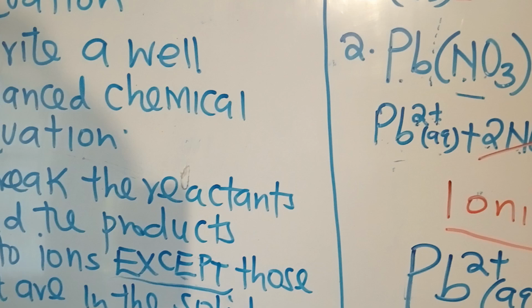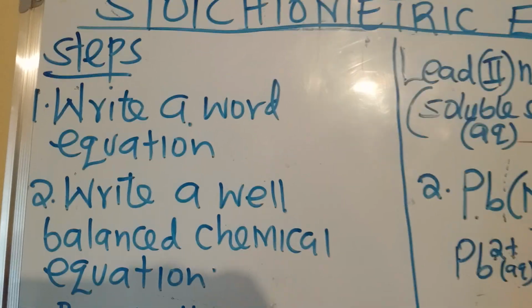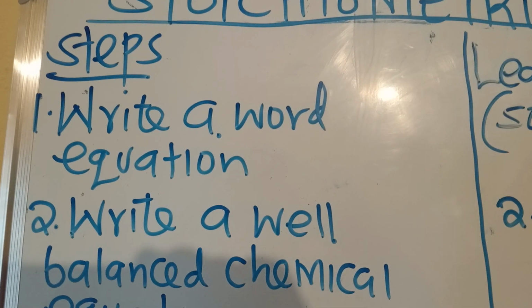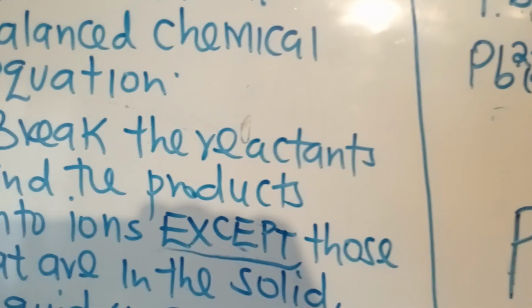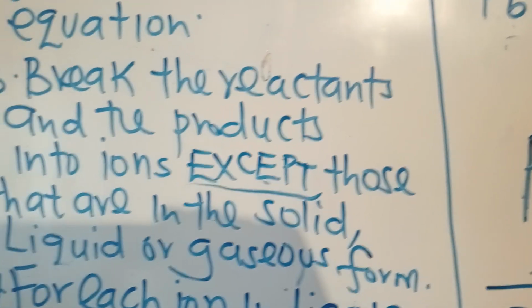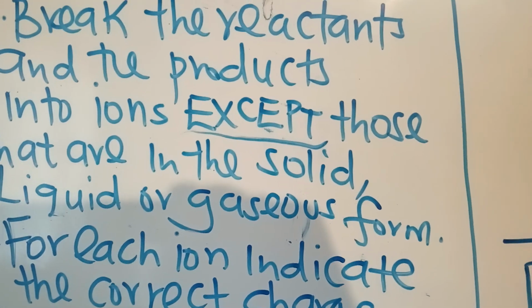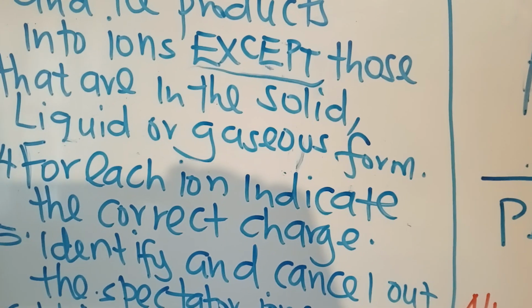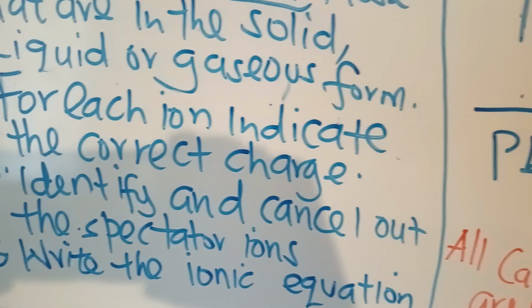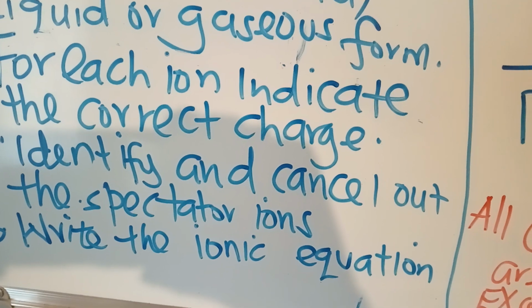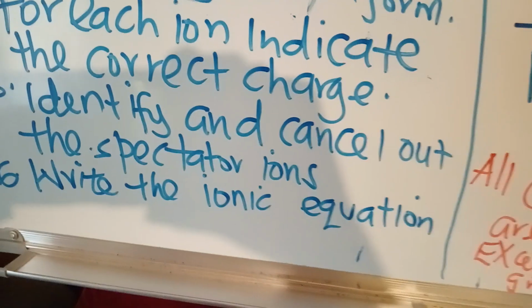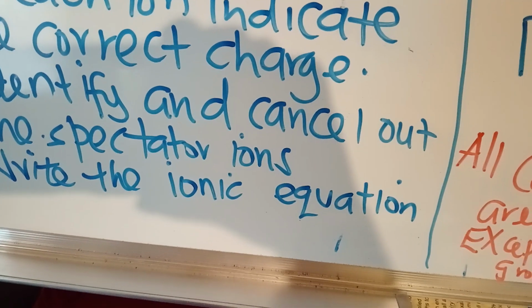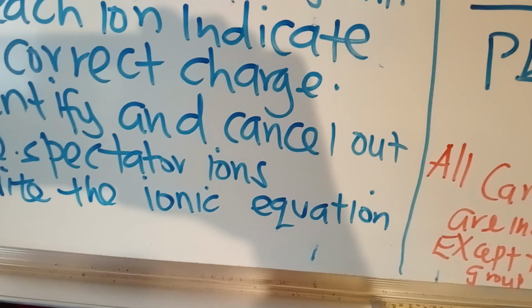But again, before then, let me take you back to where we started, and hopefully you can see everything. So these are the steps. Number 1, write a word equation. Number 2, write a well-balanced chemical equation. Number 3, break the reactants and the products into ions except those that are in the solid or the liquid or the gaseous form. Then number 4, for each ion, indicate the correct charge. Number 5, identify and cancel out the spectator ions. Those are the ones that have not changed. Especially if you check the state symbol, then you can easily know which ones did not take part in the chemical reaction. Finally, write the ionic equation, and the ionic equation will only have those ions that took part in the chemical reaction.